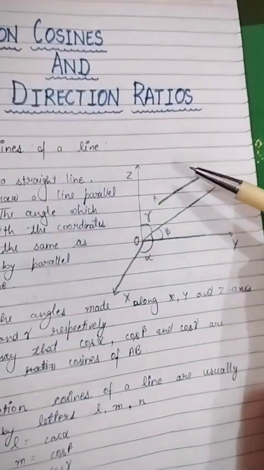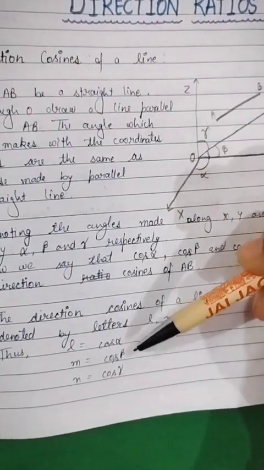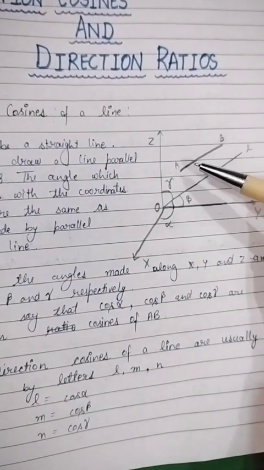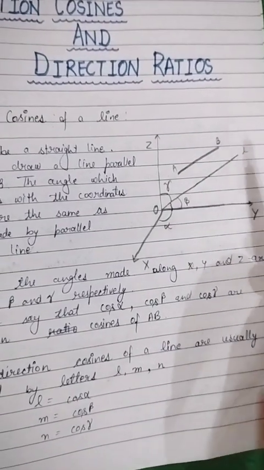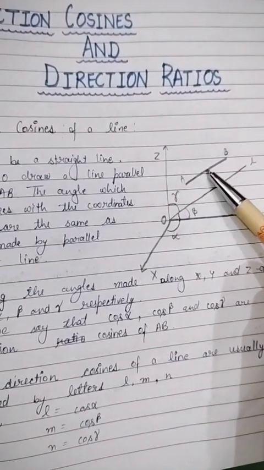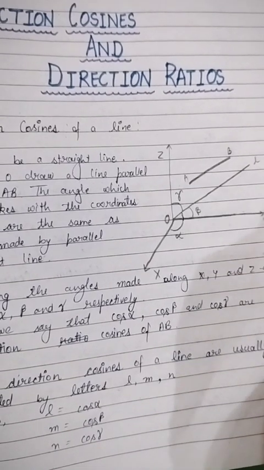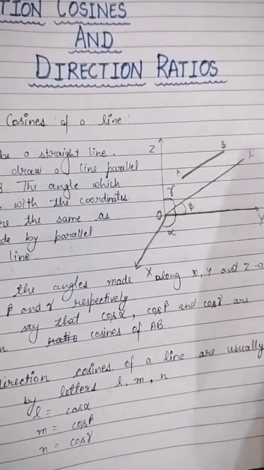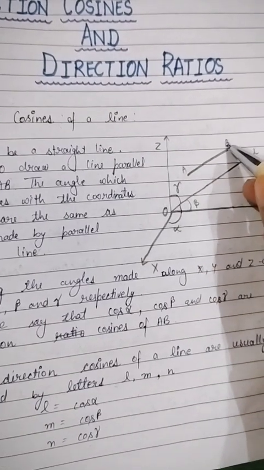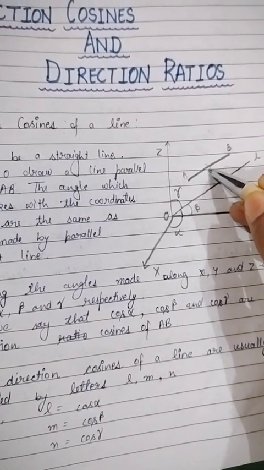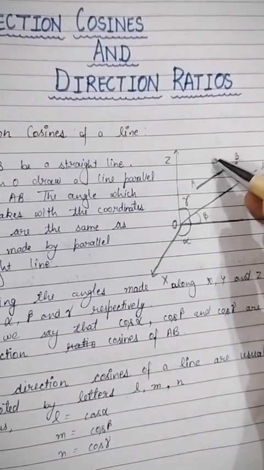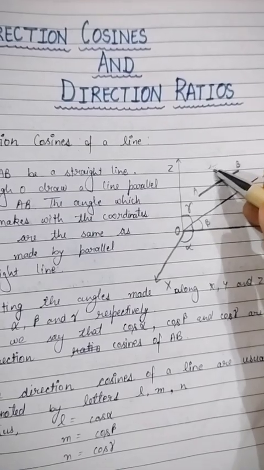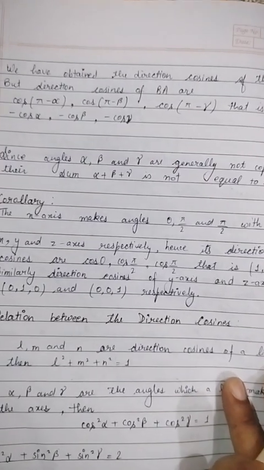As we have seen, l, m, n, that is cos alpha, cos beta, cos gamma respectively, are the direction cosines for the line AB. But what will happen if we consider this line as BA? We have just changed the direction of the line. Firstly we took the line AB, with direction from A to B. Now we are taking line BA, so the direction of the line is changed from B to A. So what will be the direction cosines of the line?